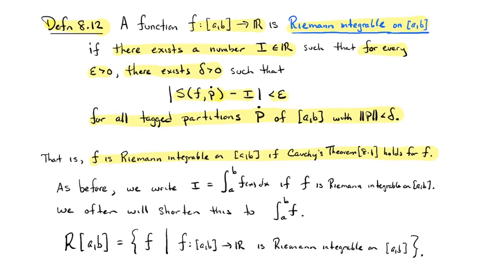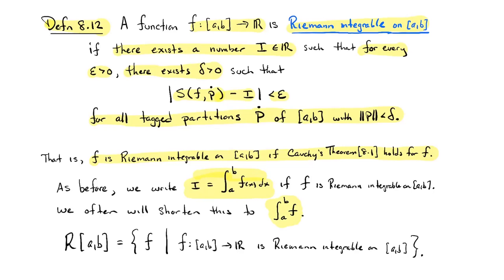Okay, and we'll use the same notation as before. If such a number exists, we'll denote it by this symbol, the integral from a to b of f of x dx. I'm going to leave it as an exercise to you to show that if such a number I exists, it's unique. So I can say that this number I depends only on f, a, and b. In fact, I'll often shorten our notation.